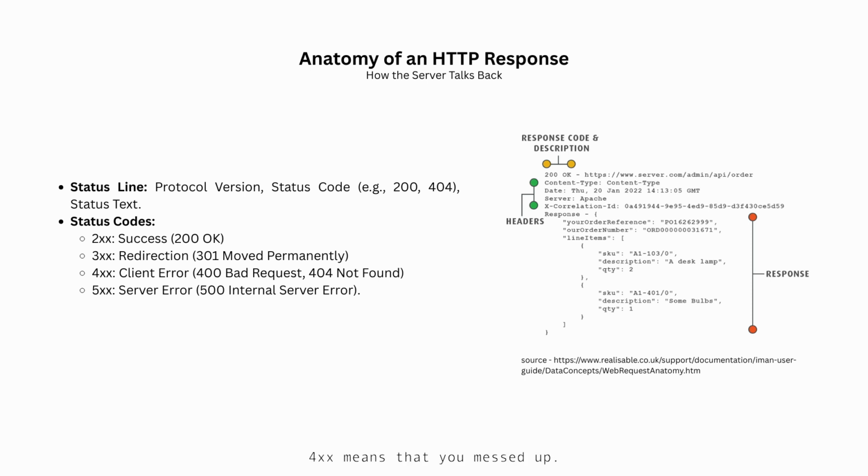4xx means that you messed up. 400 is bad request. That means your JSON is malformed. 401 is unauthorized. That means you forgot authentication. 404 means not found. The resource doesn't exist. 5xx means the server messed up. 500 is internal server error. That means something crashed on their end. The standardized system is what allows any client, browser, mobile app, Python script, IoT device, to instantly understand what happened without parsing custom error messages. It's an elegant design that has lasted decades.